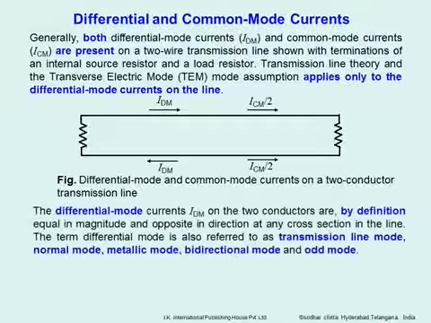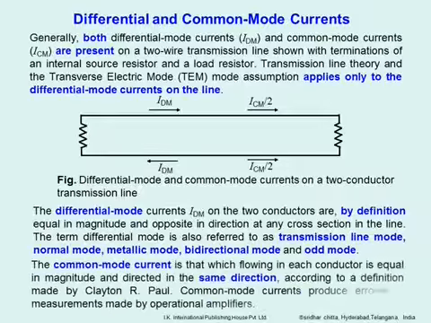The differential mode currents IDM on the two conductors are, by definition, equal in magnitude and opposite in direction at any cross-section in the line. The term differential mode is also referred to as transmission line mode, normal mode, metallic mode, bidirectional mode, and odd mode.